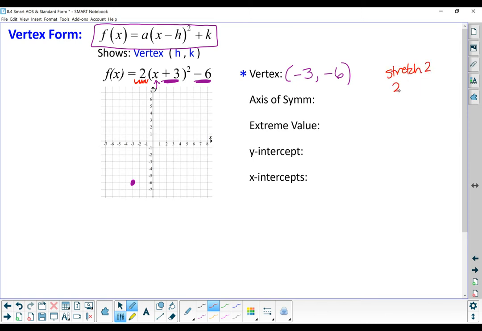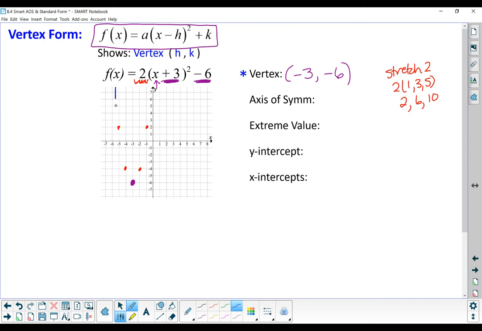So that means that the 1, 3, 5 pattern that I use to graph it is stretched by a factor of 2, or is doubled. So I'm going to graph up 2 and then up 6 and then up 10, but usually the 10 won't fit. So up 2 over 1, up 6 over 1, and then I'll do that other symmetric side.